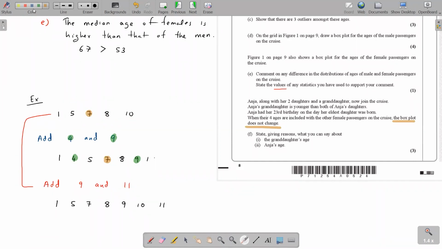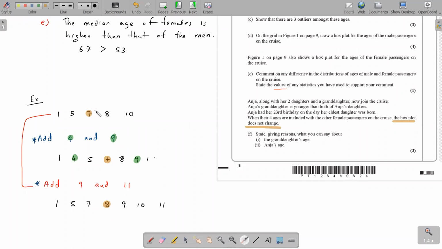Okay, so these are 2 different examples. So for this example, when I add 9 and 11, do you see it becomes 1, 5, 7, 8, 9, 10, 11. Now what happens? The median has changed. Do you see the median has actually increased? So now, I want you all to understand what's going on here. In the first method, when I added the 2 values, the median didn't change. But in the second method, when I added, the median actually what? Increased, decreased, or stayed the same? The median increased.